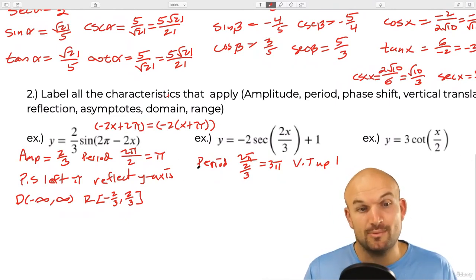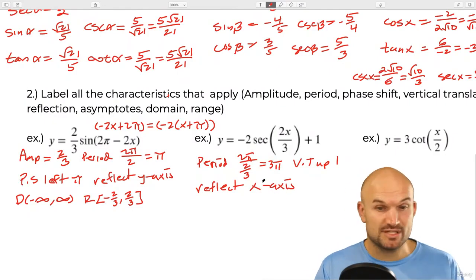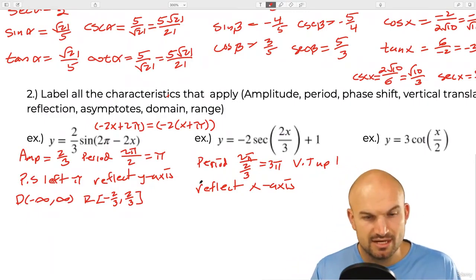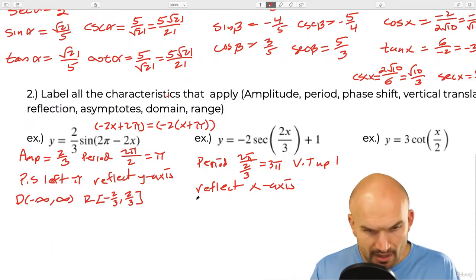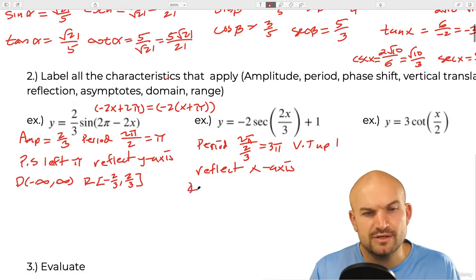We do have a reflection now about the x-axis, so you can say reflect x-axis, and we do have some asymptotes as well. So that's something we'll talk about here as well. So let's talk about the range, because I think that's easier. Actually, let's go through the range.